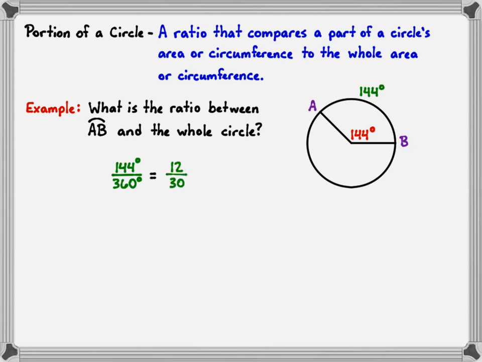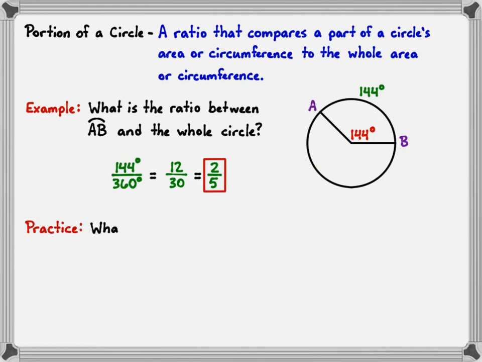In this case, I divided both the top and the bottom by 12, so I got 12 over 30, and then that can reduce even more. If I divide that by 6, I would get 2/5. So this arc AB is exactly 2 out of 5 of the whole thing, or 2/5 of the whole thing.